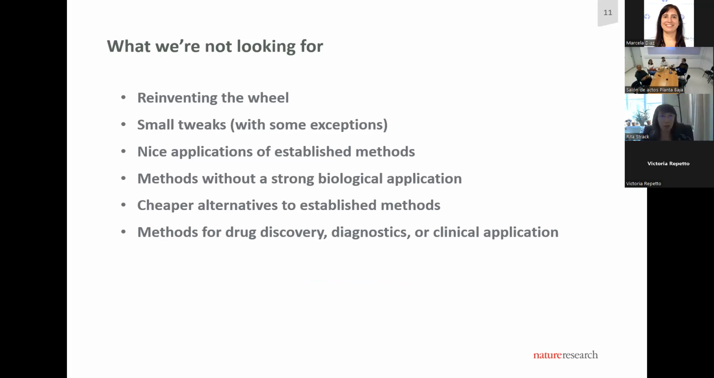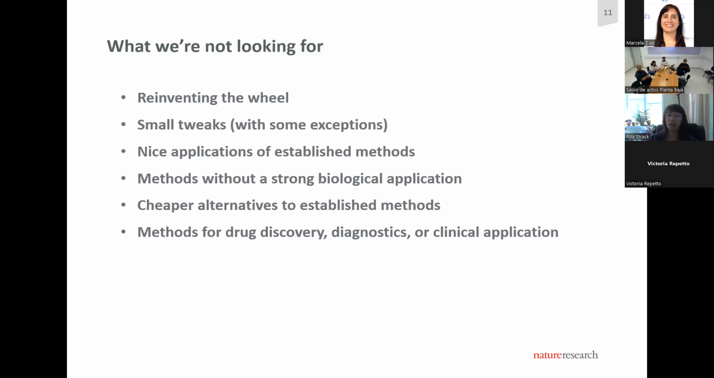We published this paper where an improved buffer allowed you to do DNA paint 10 times faster. And because speed is such a bottleneck for DNA paint, we thought that even though, conceptually, it's kind of a small tweak, practically it was probably important enough to review. So this one has some exceptions.